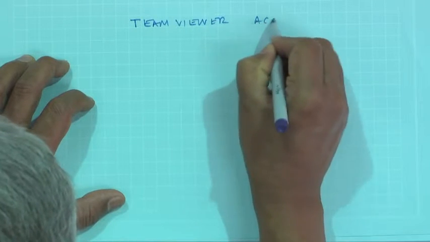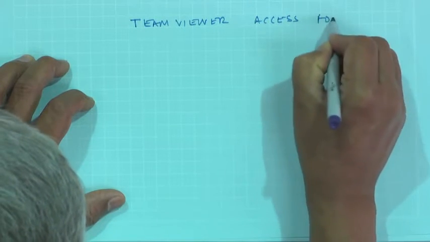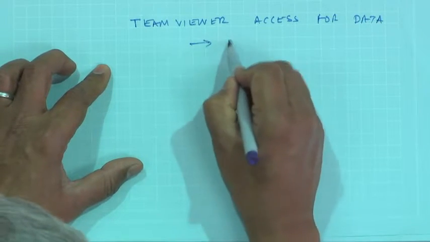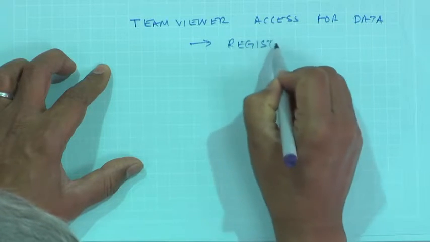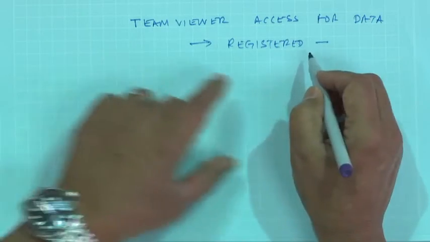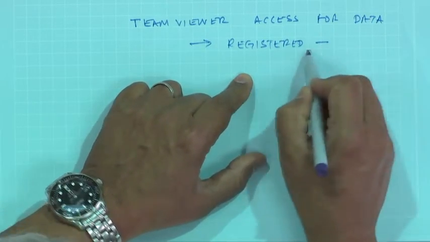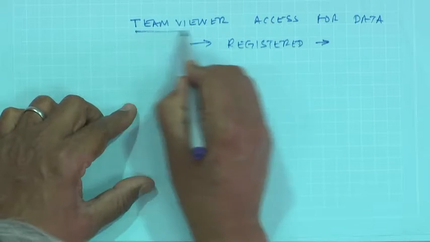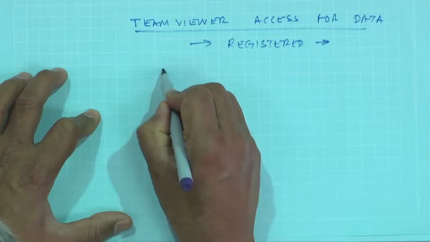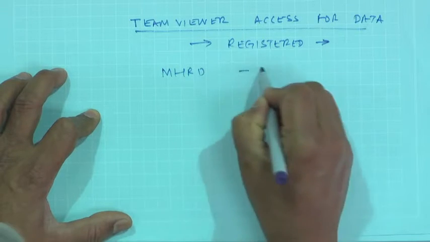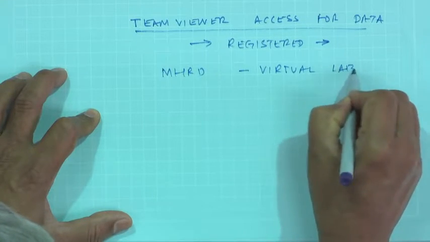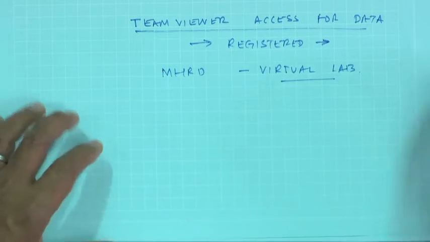So, even in the laboratory we have Team Viewer access for data, but because of safety issues, it is only for registered persons, not students as in this class, who are registered to access the data. We had an MHRD sponsored virtual lab experiment. So, this is a part of that virtual lab.